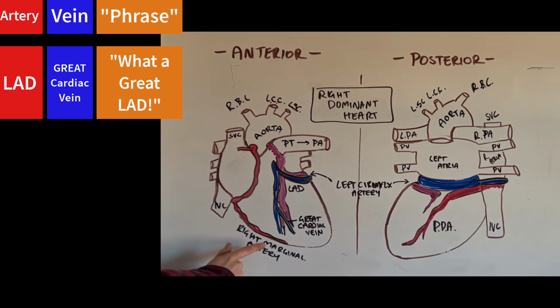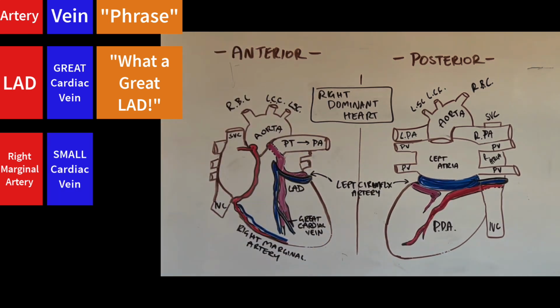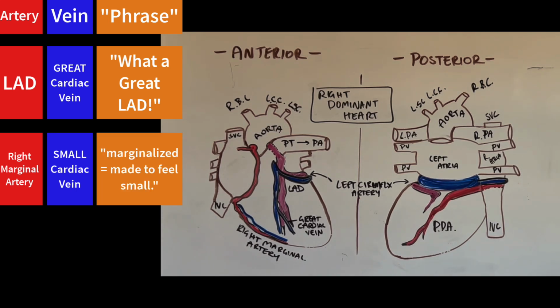Let's talk about this marginal artery. So our right marginal artery, not our left, our right marginal artery, which might be why we never mentioned that left one. Our right marginal artery runs with a vein. And that vein is called the small cardiac vein. How do I remember that? Well, when you're marginalized, when you're put on the margin and you're marginalized, you're made to feel small. So small with marginal artery, because when you're put on the margin, when you're a marginalized group, you're made to feel small. So that is how I remember the right marginal artery runs with the small cardiac vein.